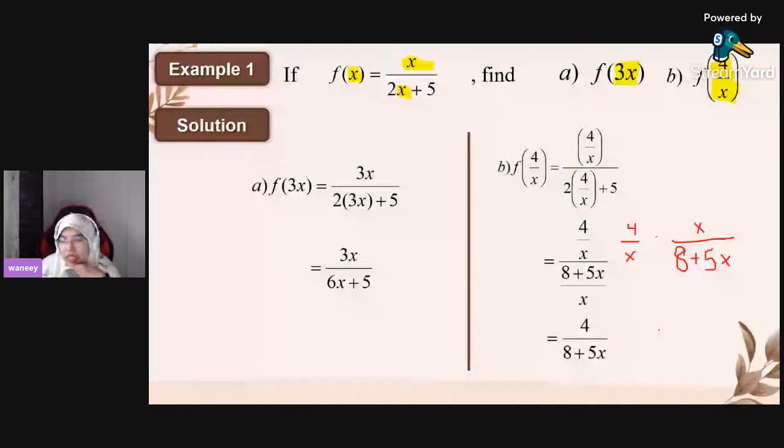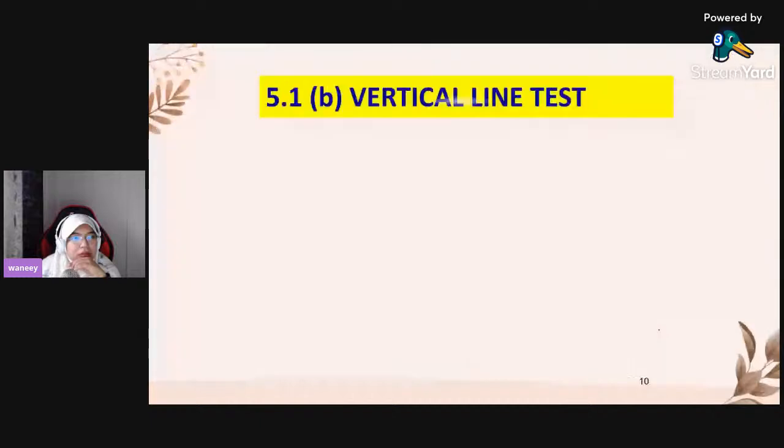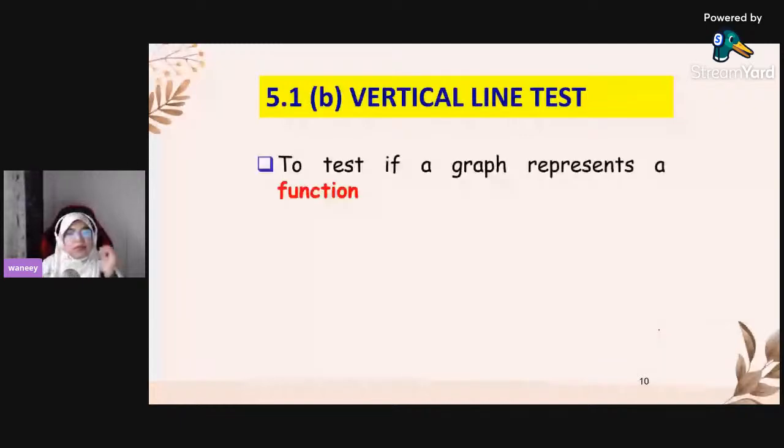Okay, so let us proceed with the next one. So now, vertical line test. When do we vertical line test? Okay, so vertical line test, we use them when we want to test if a graph represents a function. Have a lot of graph, different types of graph, but how do we know that those graphs represent a function? So we have to do a vertical line test.